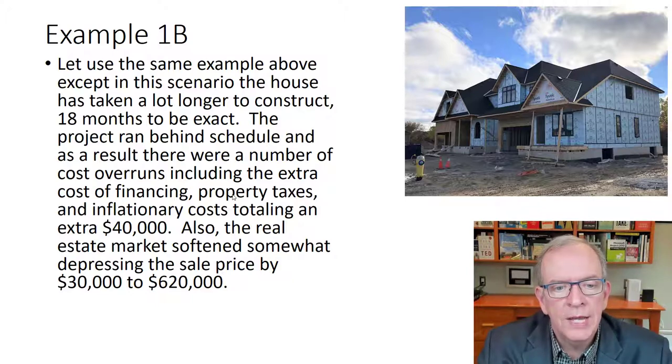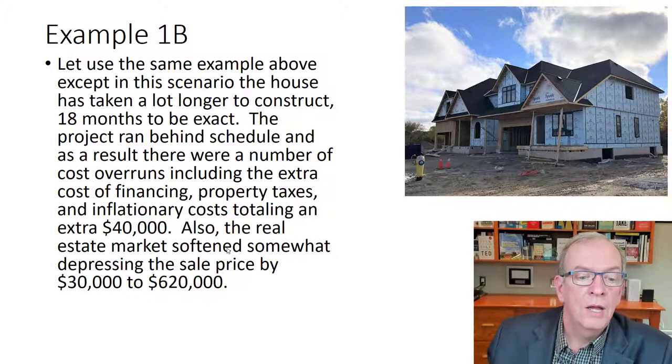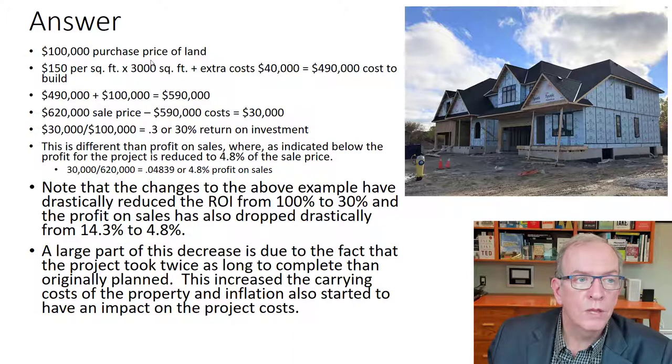So you're taking a longer period of time. The extra cost of financing, you've got to pay the property taxes, inflationary costs totaling an extra $40,000. Also, the real estate market softened somewhat, depressing the sale price by $30,000 to $620,000. So if we run through that scenario, we've got $100,000 purchase price of the land. We've got all the other things we had before, plus the extra costs, right? So that's adding to our cost to build to $490. So now we're up to $590. The sale price dropped. It was $620. Well, we're still actually ahead.